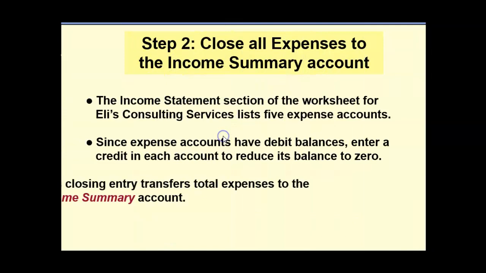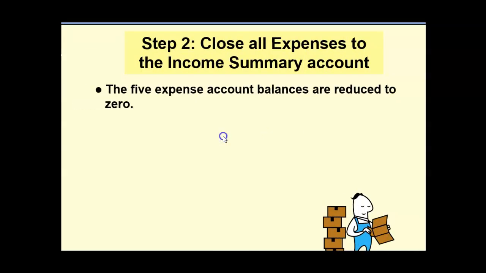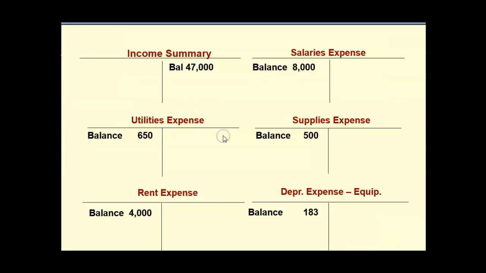Next, you will have all of your expense accounts. So take a look at the worksheet. We had salary expense, utilities, supplies, rent, depreciation. These accounts all have a balance shown on the debit side. Your job is to credit each expense account the amount required to give the account a zero balance.